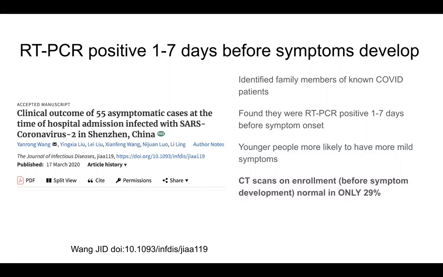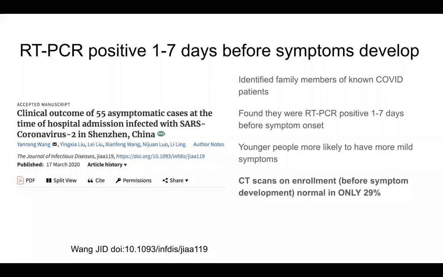They found that younger people were more likely to have mild infections, which has also been seen in other studies to date. And going back to the study that Aaron mentioned a few slides ago about the changes in the CT scans possibly preceding symptom onset, all of these people, though they were asymptomatic at the time of admission, remember, they then developed symptoms 1 to 7 days later. All of them had a CT scan at the time of enrollment, and remarkably, only 29% were completely normal. So again, those changes in the CT seem to start very early in the course of infection, even before symptoms develop. Next slide.